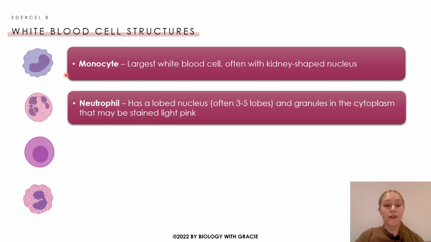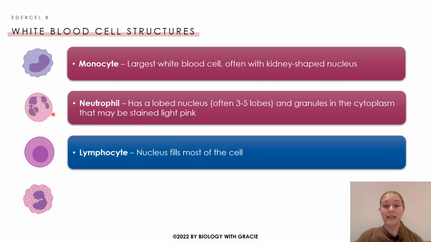We've then got the neutrophil. So this one, remember, has a lobed nucleus of usually 3 to 5 lobes. So you can see here, this purple, this is the nucleus, and this is actually split into about 6 here, but it's usually about 3 to 5, and that's usually what gives it away for being a neutrophil. Something else to look out for as well is the granules in the cytoplasm, which may be stained pink. So you can see these granules here, these dots around the neutrophil.